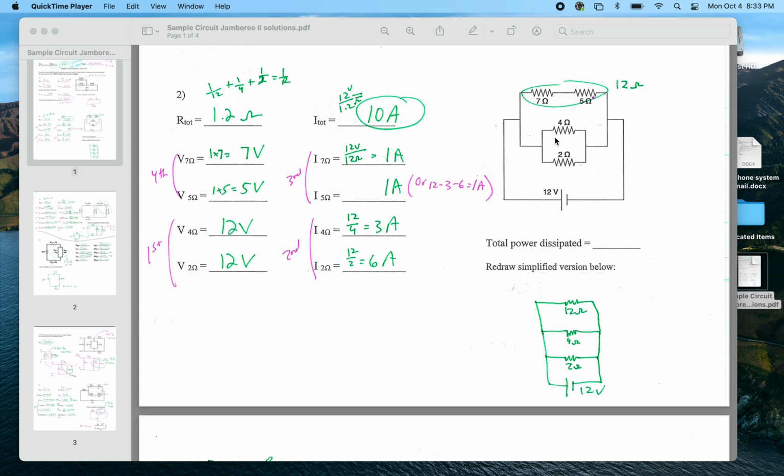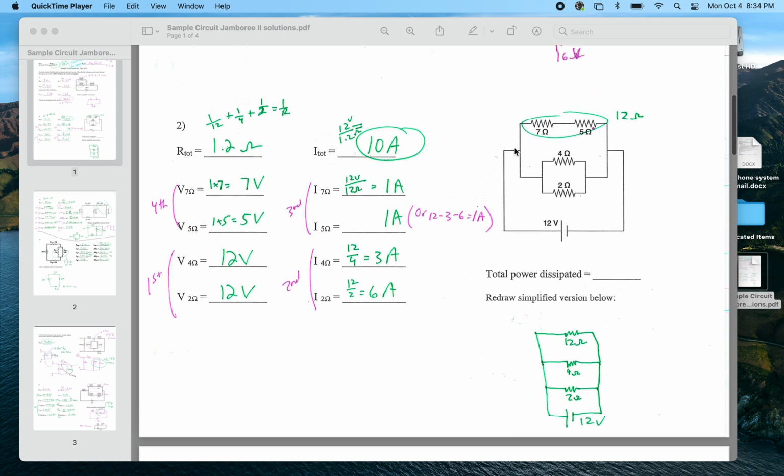Remember, voltage is energy per charge, so it's not wrong to say it's all used up. In any path, all the energy per charge must be converted. So these are each 12 volts. To find the current through them, pretty simple. 12 divided by 4 ohms in that branch is 3 amps. 12 divided by 2 ohms is 6 amps in that branch.